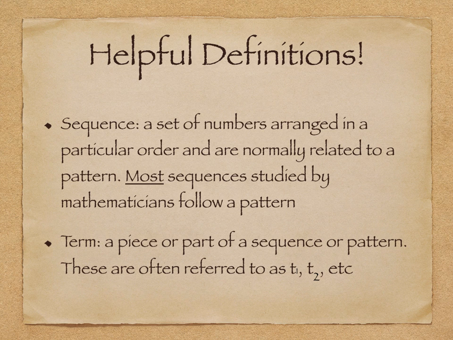The first term is sequence, which is a set of numbers arranged in a particular order, and they're normally related to a pattern. Most sequences studied by mathematicians follow a pattern. In some cases, patterns or sequences can be random, but some people argue that something being random is a pattern in and of itself. Your second definition is term, which is a piece or part of a sequence or pattern.